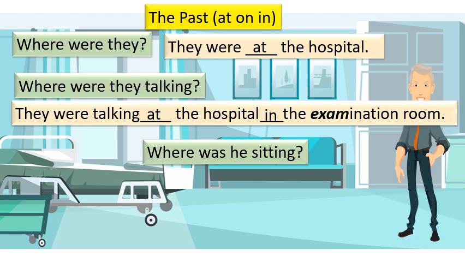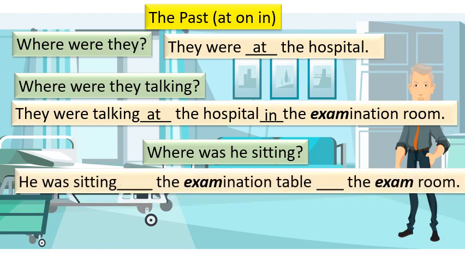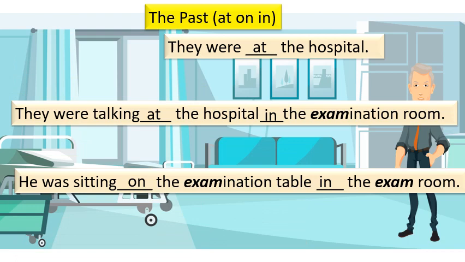Where was he sitting? He was sitting on the examination table in the exam room. There's the answer. What's the question? Who was at the hospital? The question? Where were they?